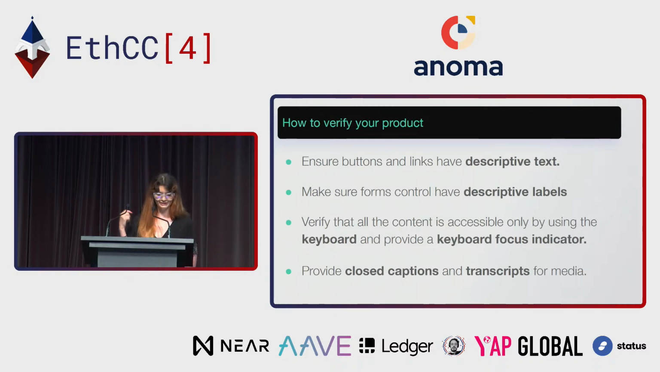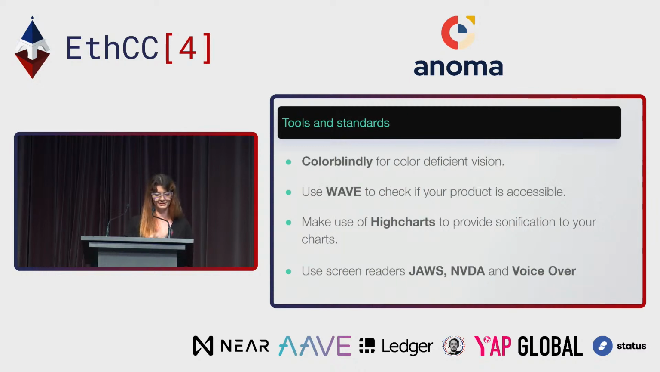Ensure buttons and links have descriptive text, and you need to ensure that by looking at your code as well. Make sure form controls have descriptive labels. Verify that all the content is accessible only by using the keyboard and provide keyboard focus indicators. Provide closed captions and transcripts for media for the people who have auditory impairments.